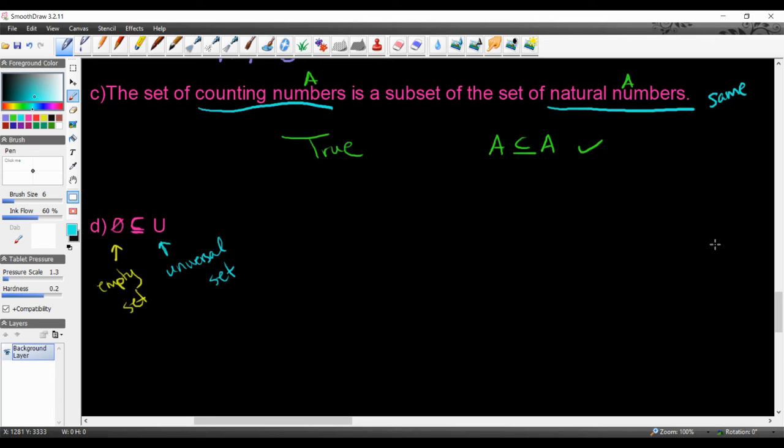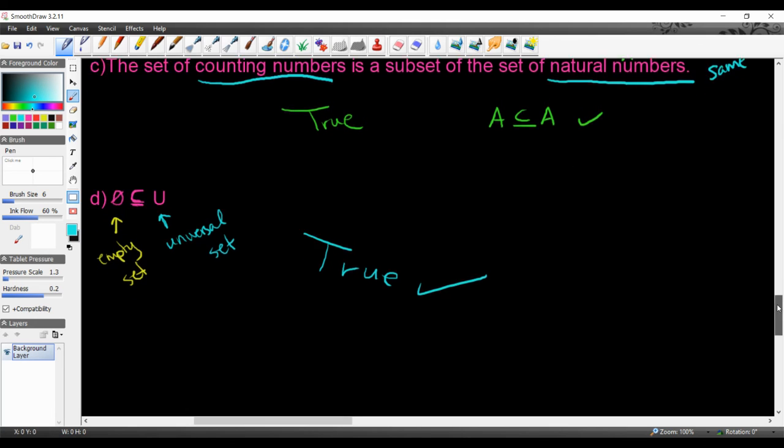Okay. So what do you think? If it's in the definition, then by definition it should be true, because it tells us that the empty set is a subset of every subset. So this one would be true. Okay. I think that's it on this side.